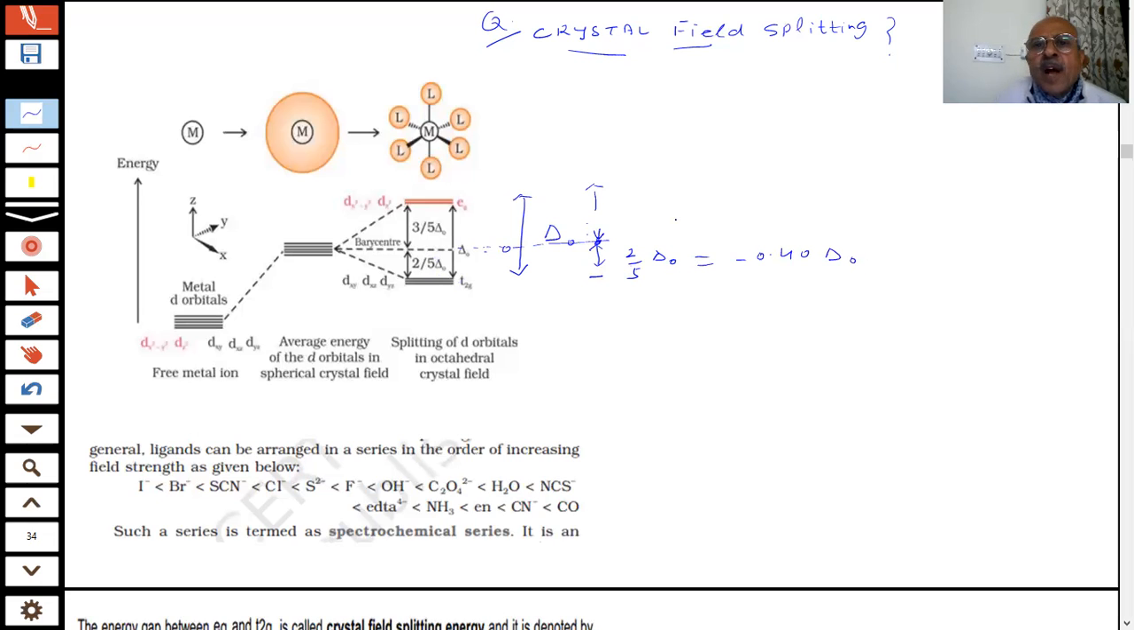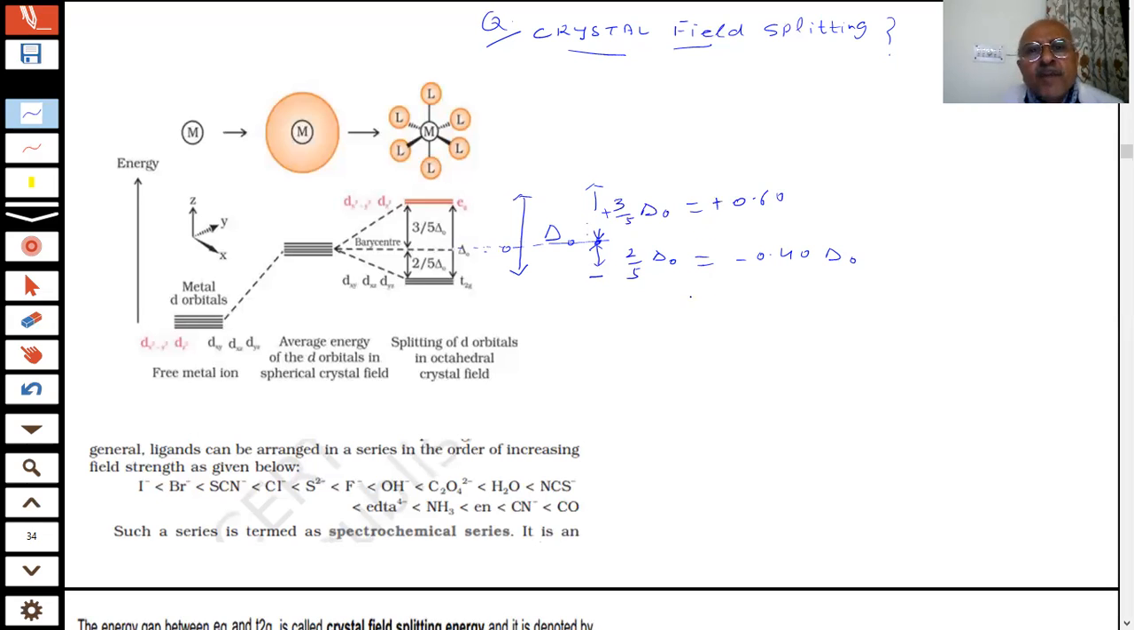And on the top, these are the three orbitals. On the top you are having three. The total value has to be 0 if I add the two, student. That is my barycenter or the zero point. Now this value is then 3/5 delta 0, which will come to be, students, how much? 0.60 delta 0.